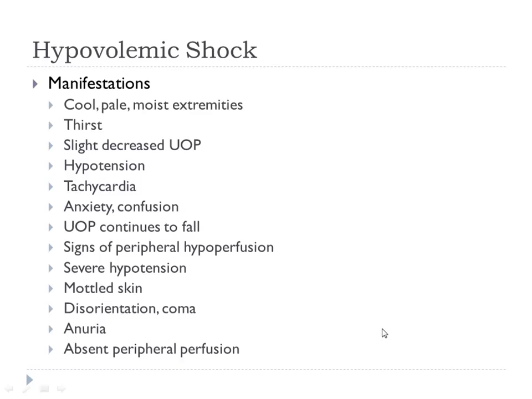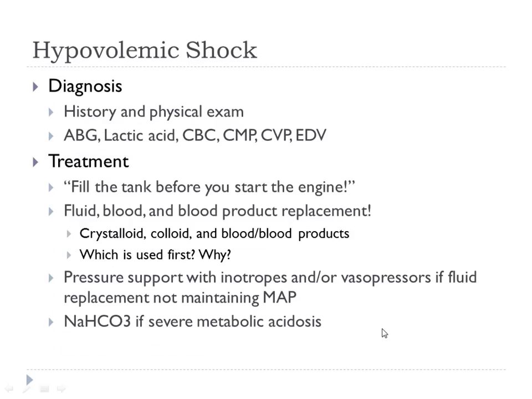What else? Mottled skin is also a sign of vasoconstriction and hypoperfusion to the skin. Do you know what mottled skin looks like? A lot of you have probably had mottled skin. If you get cold, it gets kind of blotchy. It's just hypoperfused skin. And anuria, the patient eventually will have no urinary output and decreased and diminished pulses or absent pulses.